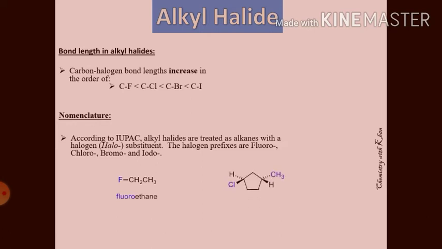And look at this compound. Here some parts of stereochemistry are discussed. The dotted line shows below the plane and the dark line shows above the plane. Its name will be trans-1-chloro-3-methylcyclopentane.